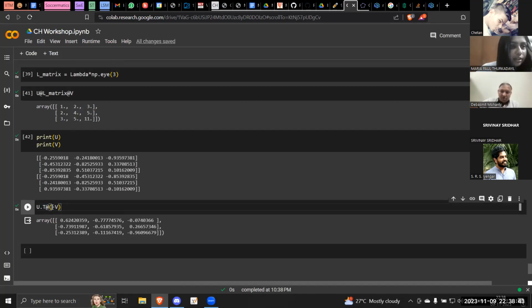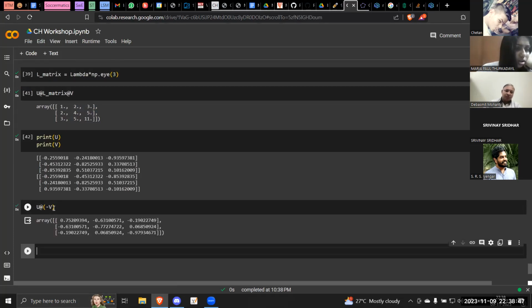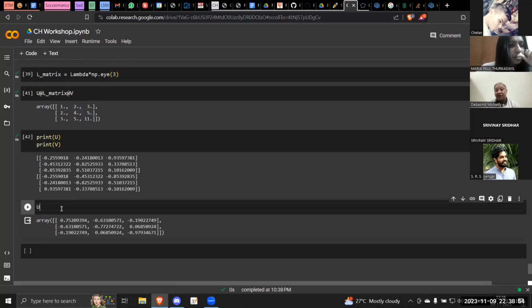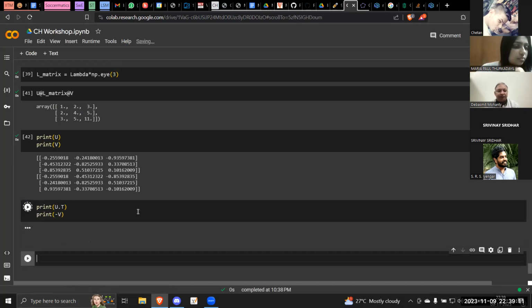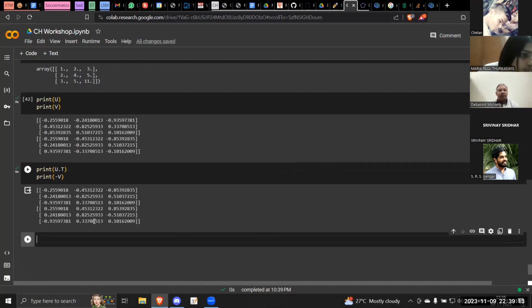Sorry, U at minus V, not U transpose at minus V. Still not. Actually, what I'm saying is U transpose should be equal to minus V. That's what we want to check. Keep it separately: print U transpose and then minus V, and compare if it looks the same. Yeah, exactly. Bharat is putting that in the chart. Let's see. No, they're not the same.